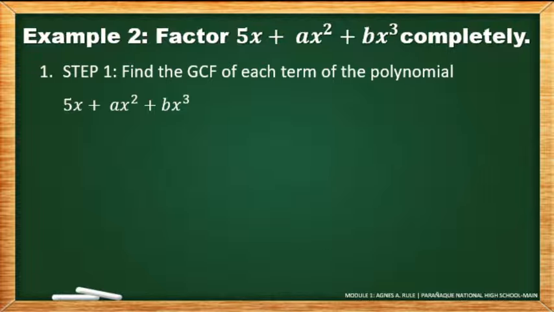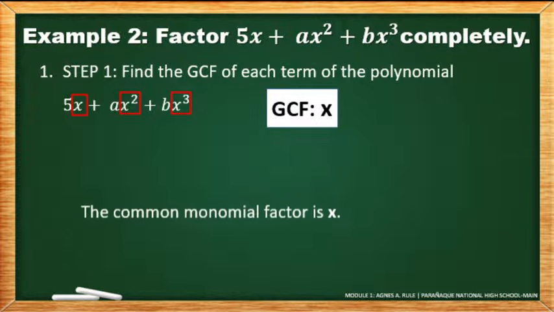So therefore, the GCF of 5x plus ax squared plus bx cubed is only x. Why, Sir TJ? The smallest exponent of x is 1. So therefore, the GCF is x. Wala siyang numerical coefficient. Step number 2.